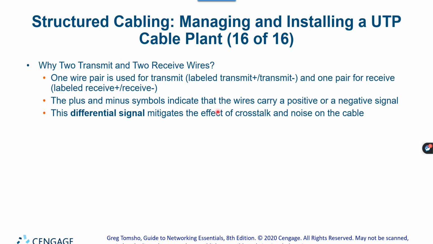So we've got 4 pairs. We only use 2 of them. And the question is, why do we have 2 transmit and 2 receives? What we want to do is be able to use a pair for transmit and one for receive so that we can have full duplex communication between the devices. So I can transmit in both directions at the same time. I can send a packet from the switch to the computer and send a packet from the computer to the switch at the same time.